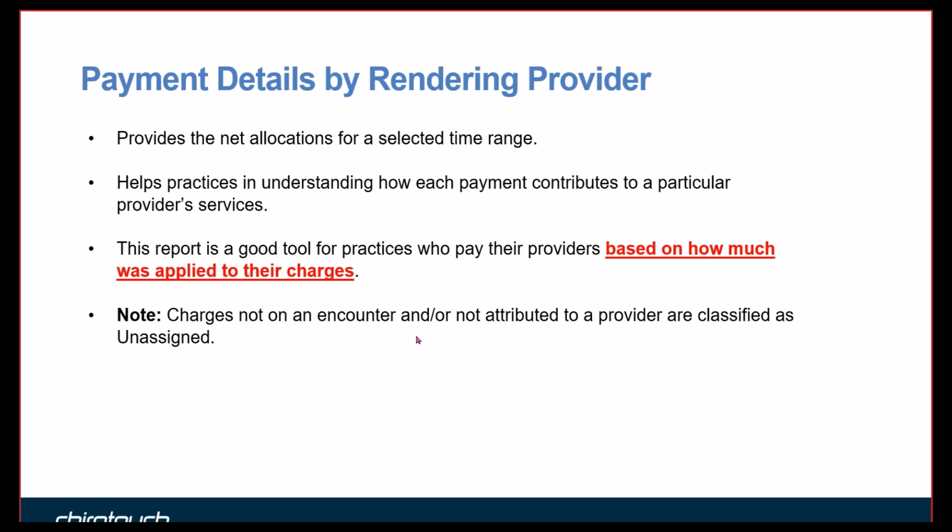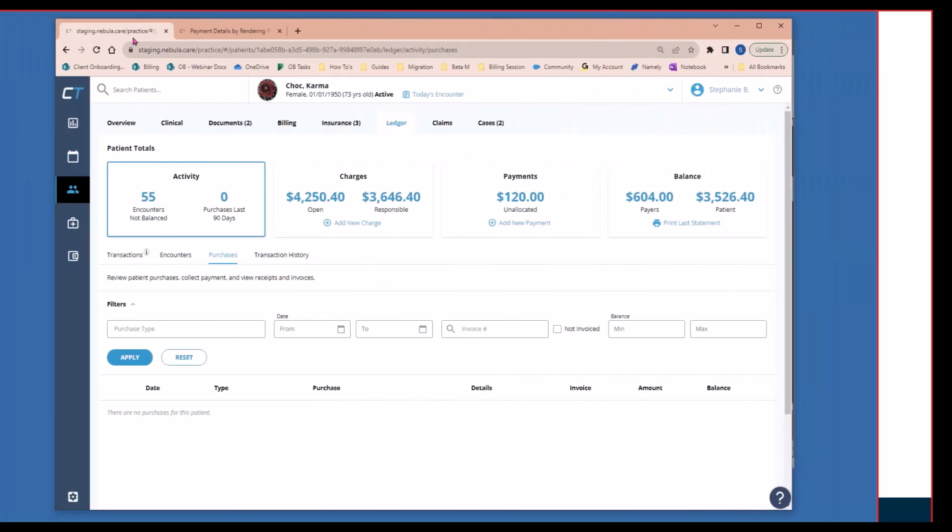And we just have a quick note here. If there's a charge that isn't part of an encounter or isn't attributed to a provider, those are going to be coming through classified as unassigned. So if you ever see an unassigned section on this payment details by rendering provider report, it would be because of this particular item here. One example would be fees. Those aren't able to be attributed to a provider. So that would be something that you're seeing there.